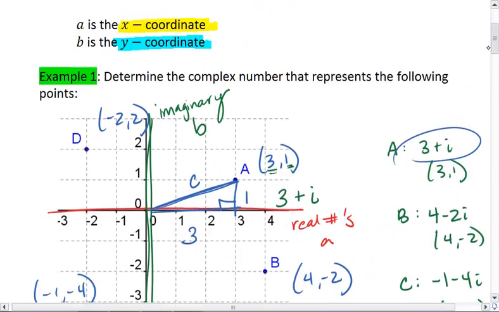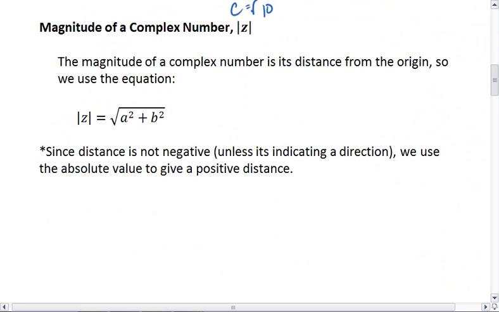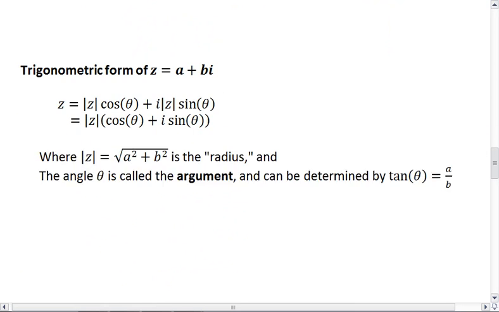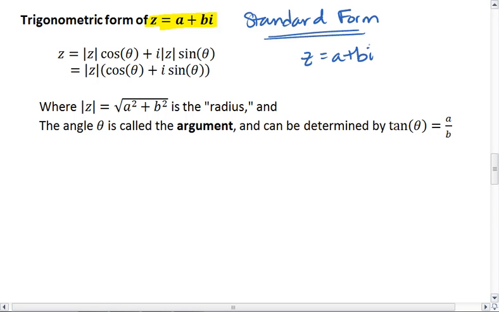Now that we've looked at the complex plane, plotting complex numbers, and finding the magnitude of complex numbers, we're going to look at the trigonometric form of complex numbers. First, I want you to get used to this form, z equals a plus bi. This is the standard form. The standard form of a complex number is z equals a plus bi, which is the form we were using in the first video. You can write complex numbers in a trigonometric form.